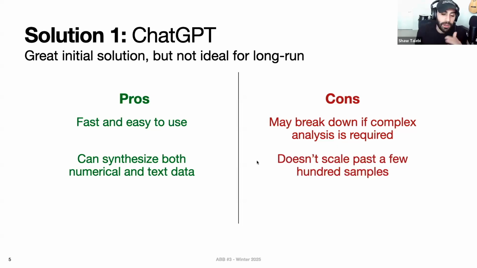But regardless of how well ChatGPT can reason, the ultimate problem is that this won't scale past a few hundred samples because the context length of any large language model is limited.